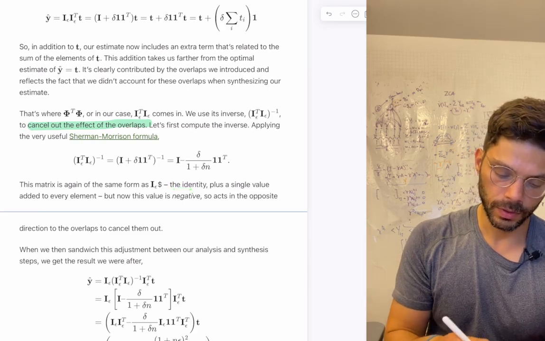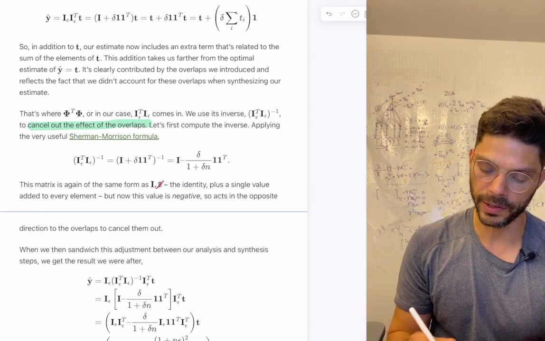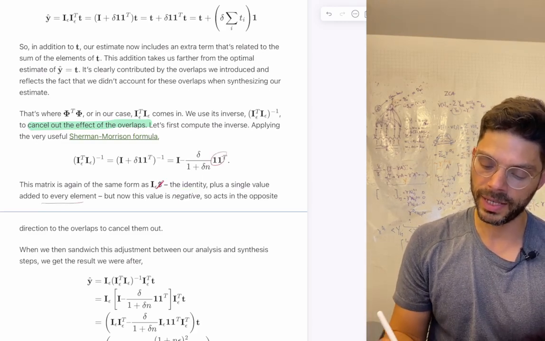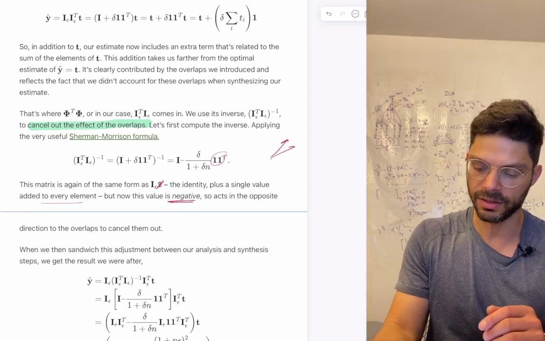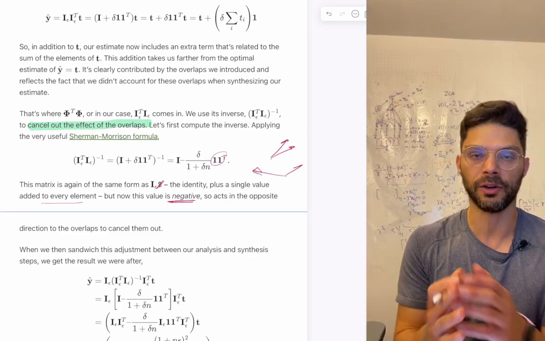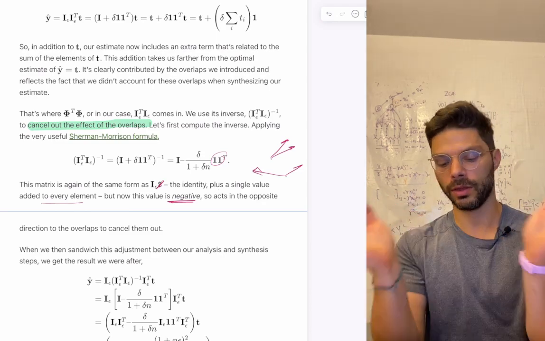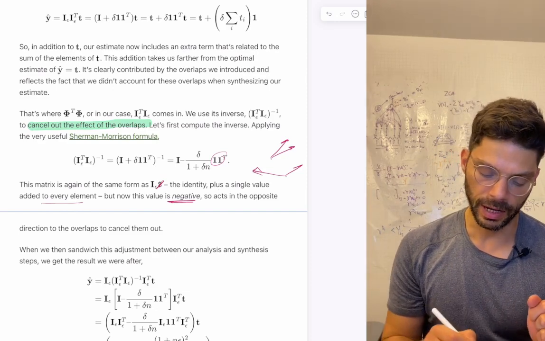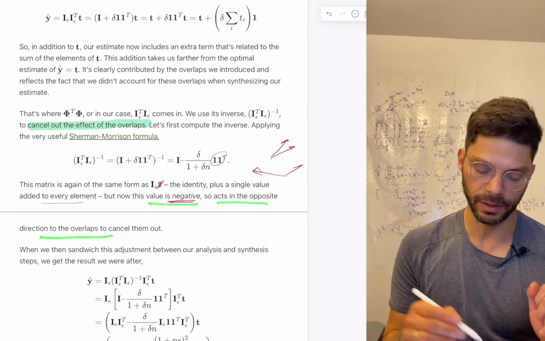There's a typo here. It's the same form as I-epsilon: the identity plus a single value added to every element. That's coming from this. But now this value is negative. So instead of having positive overlaps, the effective overlap here is negative. It's like the vectors are doing the opposite thing of the overlap. They're doing the reverse. So now, this value is negative, so it acts in the opposite direction of the overlaps to cancel them out.